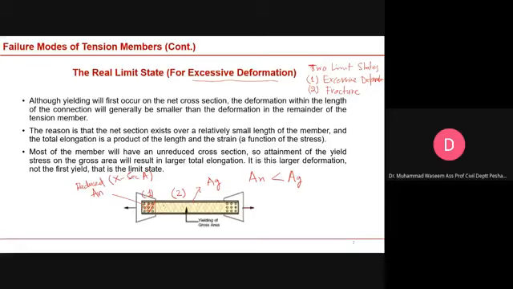There are two regions. When the member is subjected to axial or tensile forces, in this region we have a reduced area, and in this region we have a higher cross-sectional area. Where will the yield stresses be reached first, in region 1 or region 2? Sir, region 2, sir. Yes, because it has a reduced cross-sectional area.